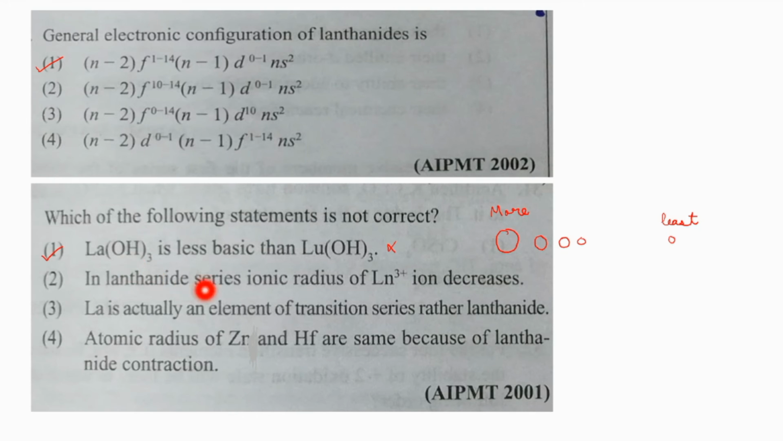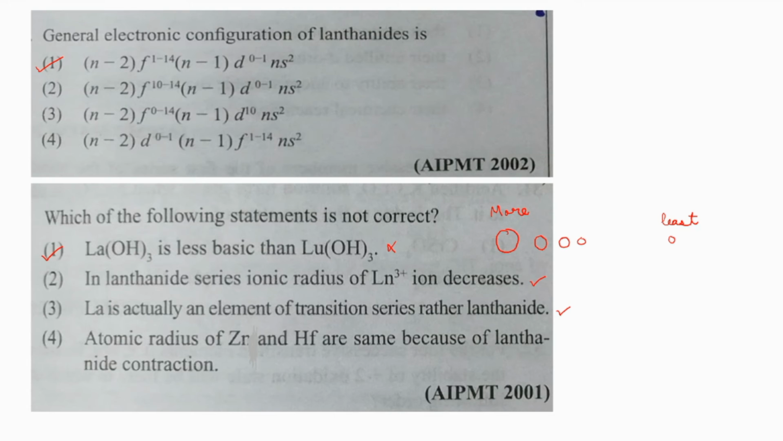In the lanthanide series, the ionic radius of Ln3+ ion decreases. Correct? That is due to lanthanoid contraction. Lanthanum is actually an element of the transition series, rather than lanthanide. In lanthanum, the f orbital will not start filling. Yes, it has 0 electrons in the f orbital. So, due to that, we are considering lanthanum as a transition element only. The elements which come after lanthanum are lanthanoids. That's also a correct option.